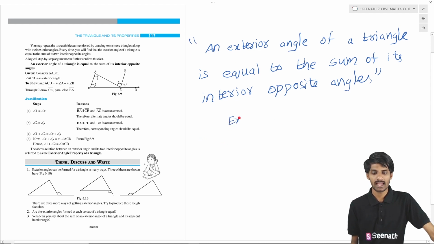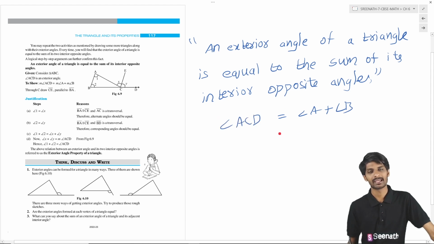Simply, exterior angle is equal to the sum of interior angles, so that angle A plus angle B, like that. If you take here, that exterior angle ACD is equal to angle A plus angle B, students. So that is the thing here.